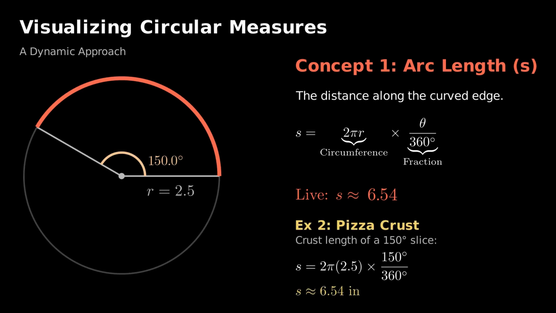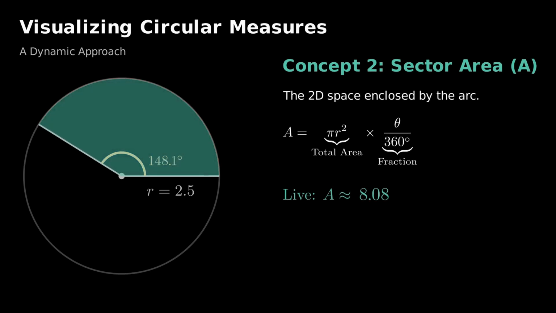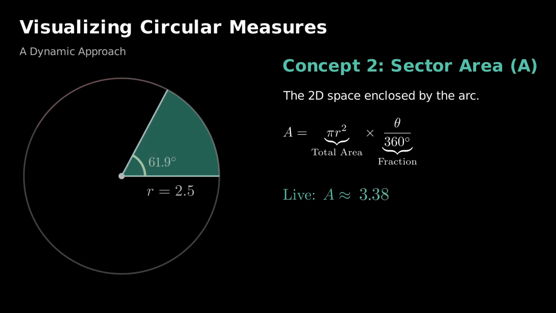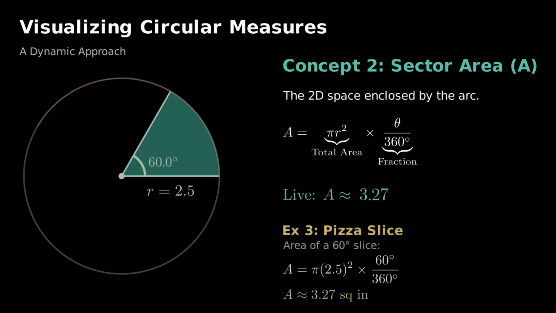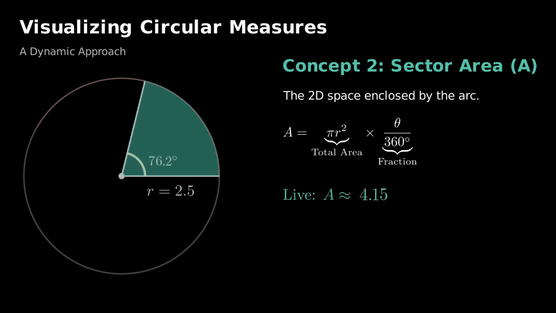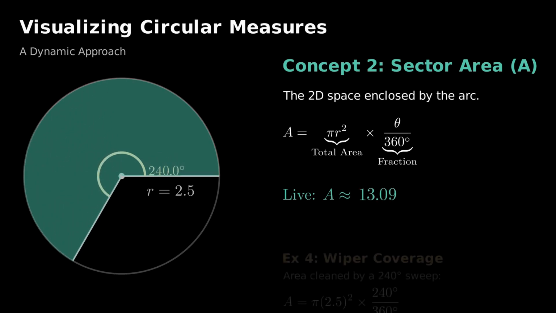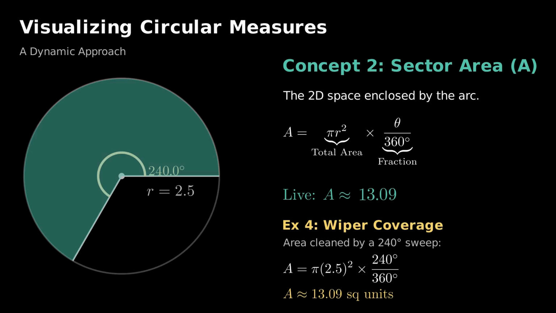But what about the space inside? That is sector area. Instead of the edge, it is a fraction of the total area of the circle. So, the actual amount of food in the standard 60-degree slice? 3.27 square inches. And if your windshield wiper sweeps 240 degrees, it clears just over 13 square units of glass.